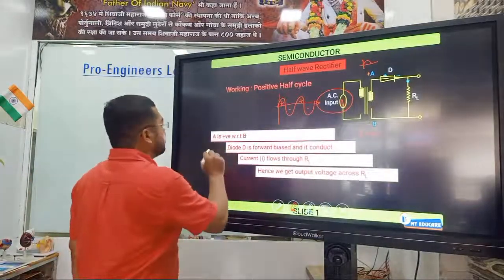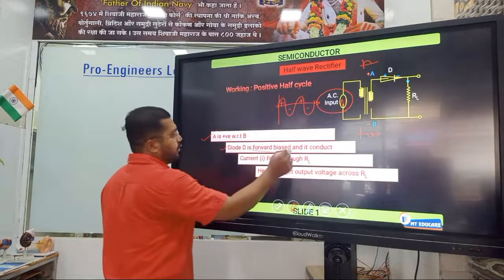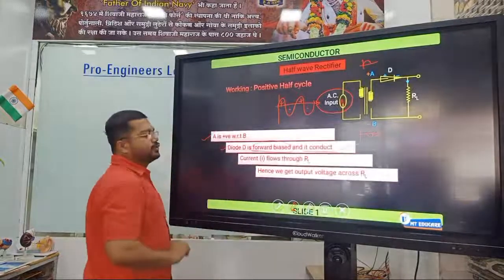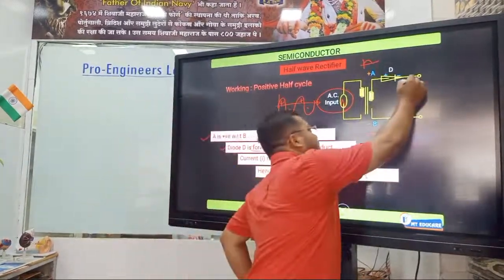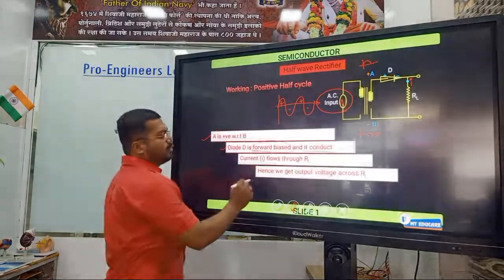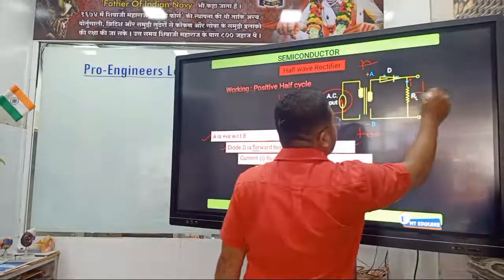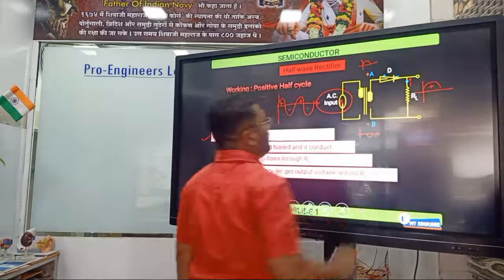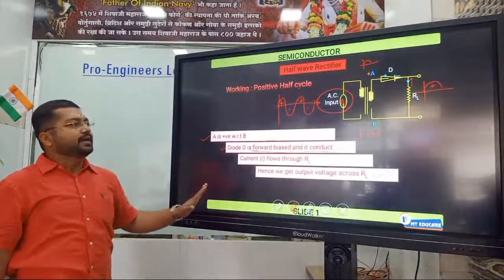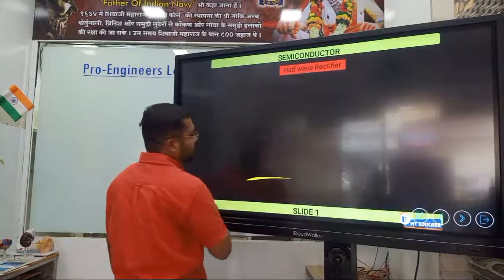So what we have mentioned here, A is positive with respect to B, diode D is in forward bias and it conducts. Current I flows through RL, hence we get output voltage across RL. So here we will get output for positive half cycle, right? In the first step we have only discussed the positive half cycle. Now what happened to the negative half cycle, that we have to see.